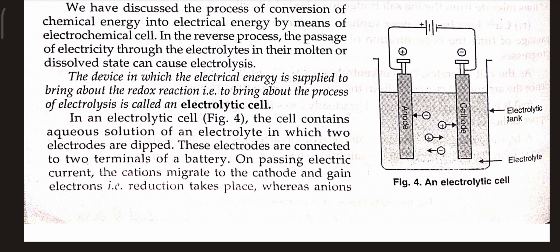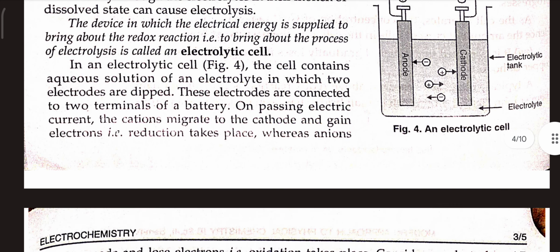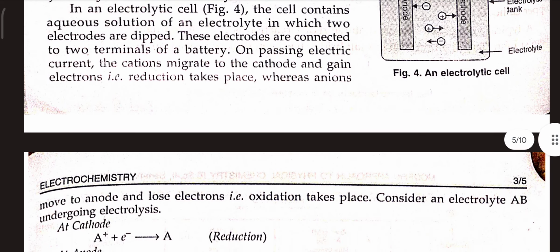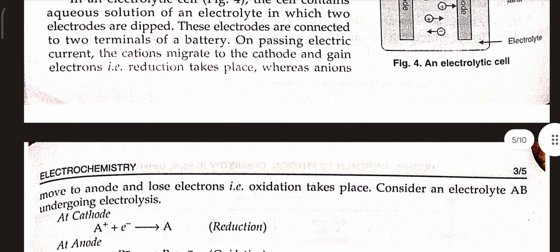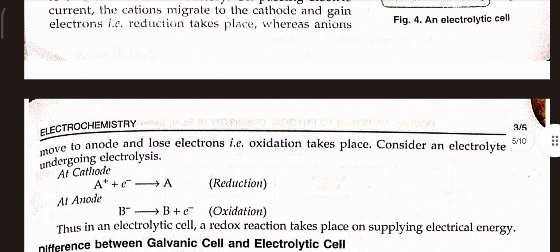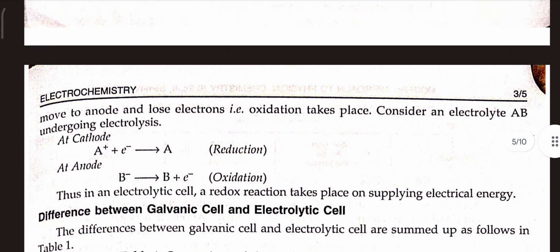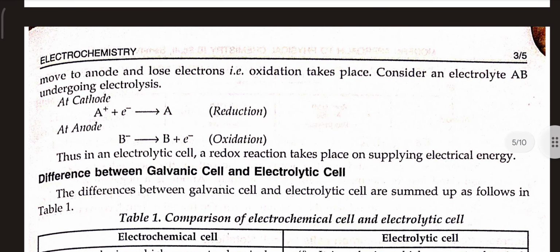In an electrolytic cell, the cell contains an aqueous solution of an electrolyte in which two electrodes are dipped. These electrodes are connected to two terminals of a battery. On passage of electric current, the cations migrate to the cathode and gain electrons, i.e., reduction takes place, whereas anions move to the anode and lose electrons, i.e., oxidation takes place.